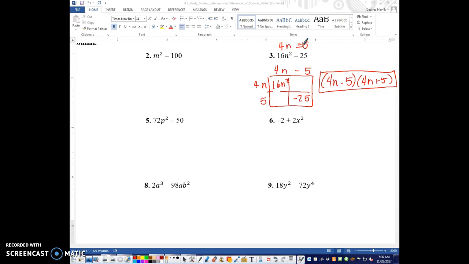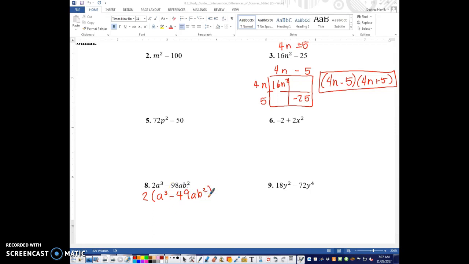So number 8. First, let's look, what can we take out of both? We can take a 2 out of both, right? So if we take a 2 out, we have a cubed minus, what's 98 divided by 2? Type it in. 98 divided by 2. It's 49. So we have minus 49ab squared.